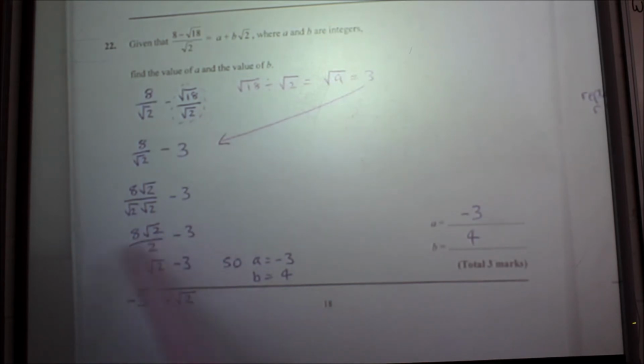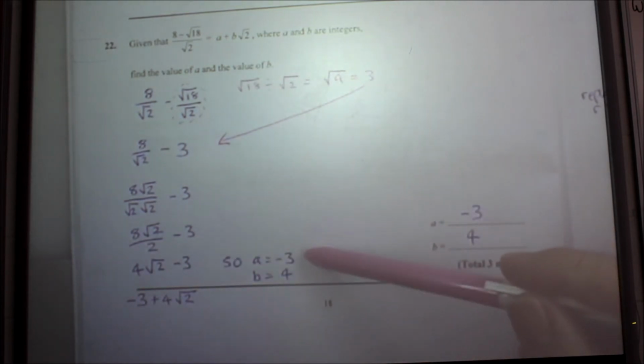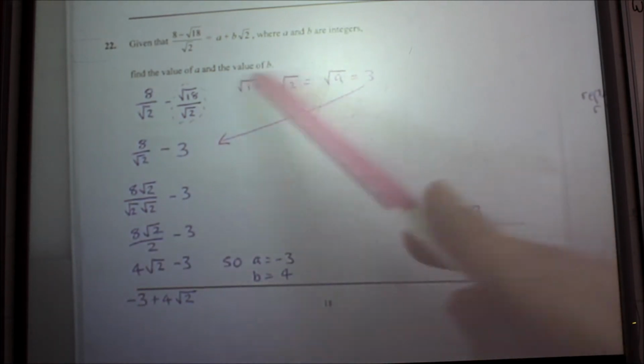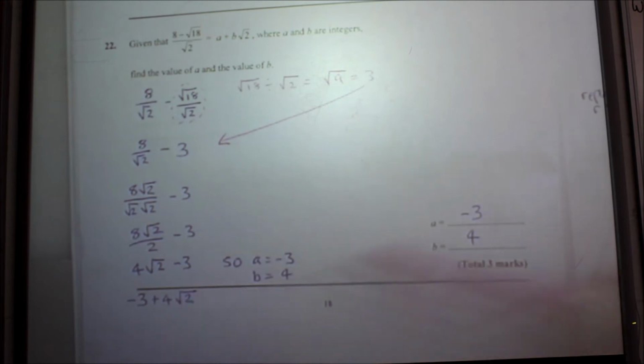Then I've done 8 root 2 divided by 2, so it's 4 root 2 take away 3. And this is pretty much in the format that it wanted it to start with, only you want to flip it the other way around. So you've got negative 3, add 4 root 2. So A would be your negative 3, and B would be your 4. So there's your answer there.